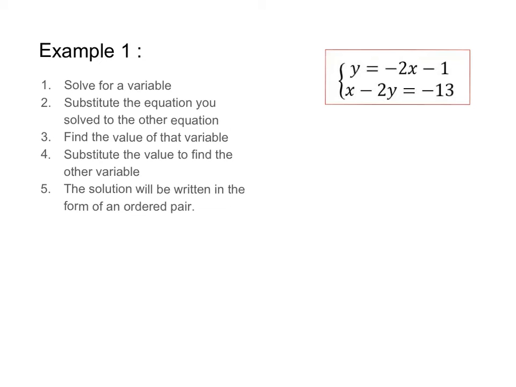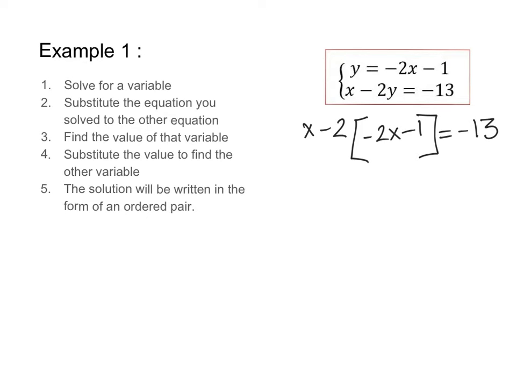it. Alright, so for example 1, we have y is equal to negative 2x minus 1, and the second equation we have is x minus 2y is equal to negative 13. We already have it solved for y, so now I'm just going to replace y in the second equation, just as is. I'm going to write x minus 2, and now I don't have y anymore, I have negative 2x minus 1 is equal to negative 13.